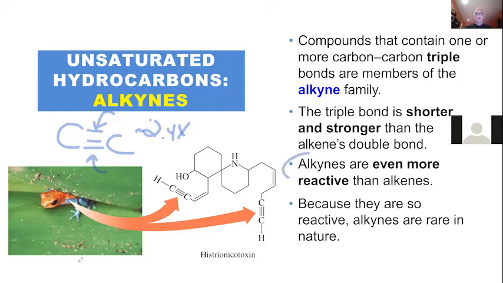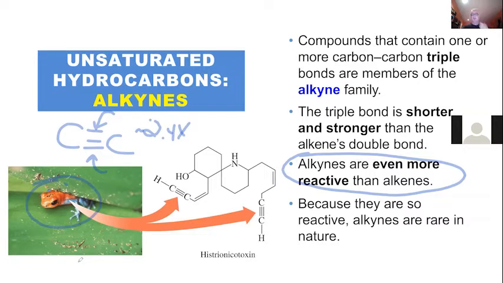So alkynes are even more reactive than alkenes. So they're super, super reactive. And so you don't really see them a lot in nature because they're so unstable. And one of the things made of alkynes that's unstable are these toxins that are found in the skin of the, anyone recognize this little guy? Do you know what that is? Is that poison Parabi? That's a poison tree frog, right?